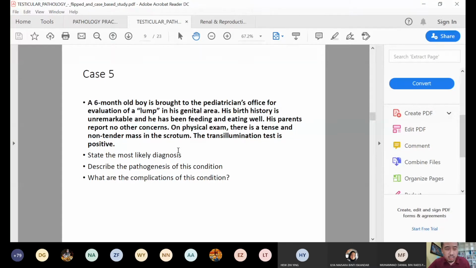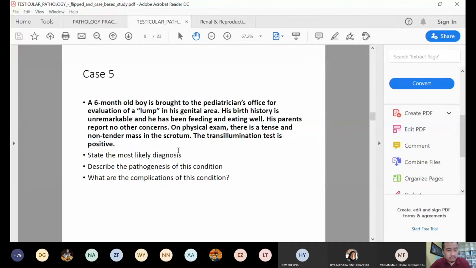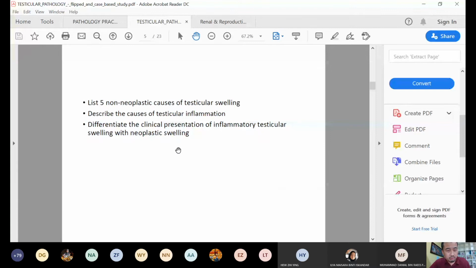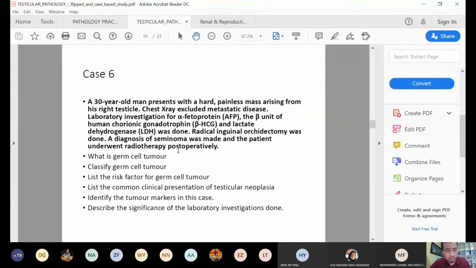So these are the common causes of testicular swelling, the non-neoplastic ones: varicocele, hydrocele, testicular torsion, epididymitis. Now we go to the neoplastic causes of testicular swelling.